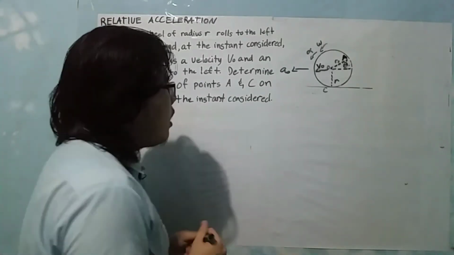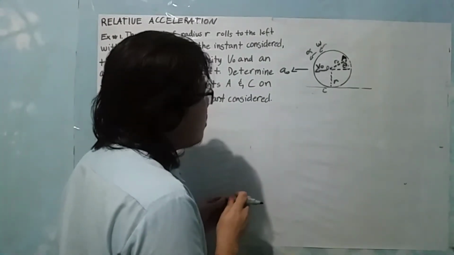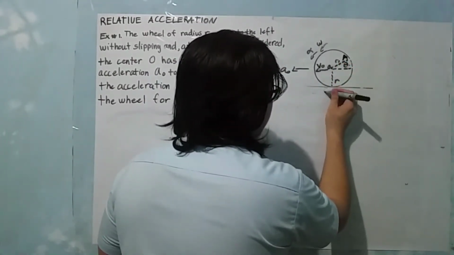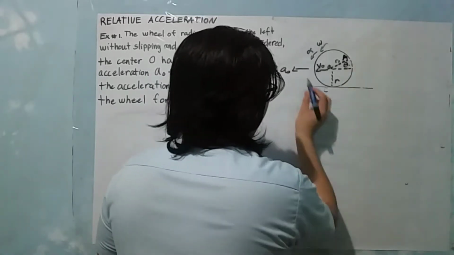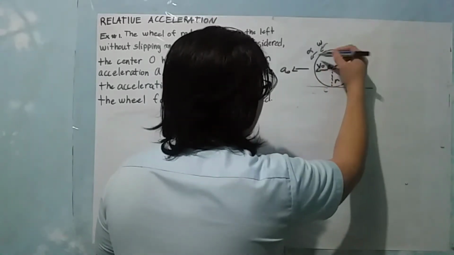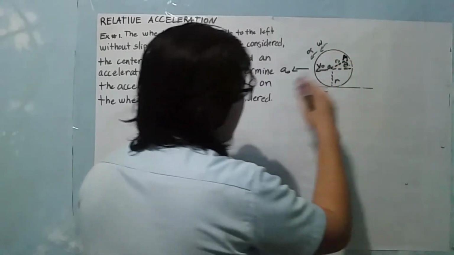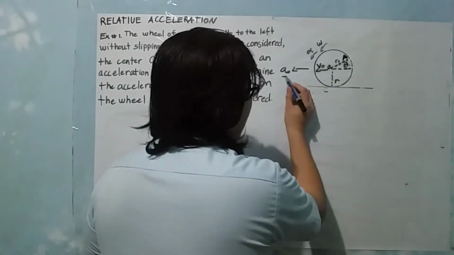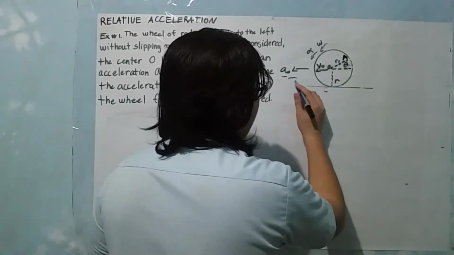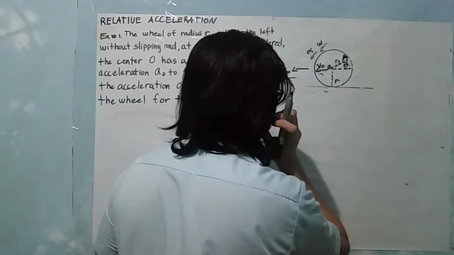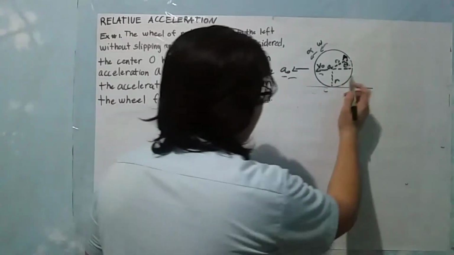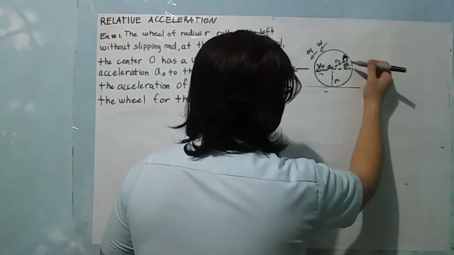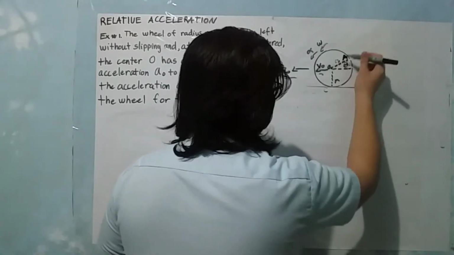So, we have our figure here. This is point O, this is point C, and this is point A. We have an angular velocity and acceleration rotating to the left direction. We also have a sub 0 and v sub 0, which is the initial velocity and acceleration, and the radius. We also have an angle theta and r sub 0 from point A.